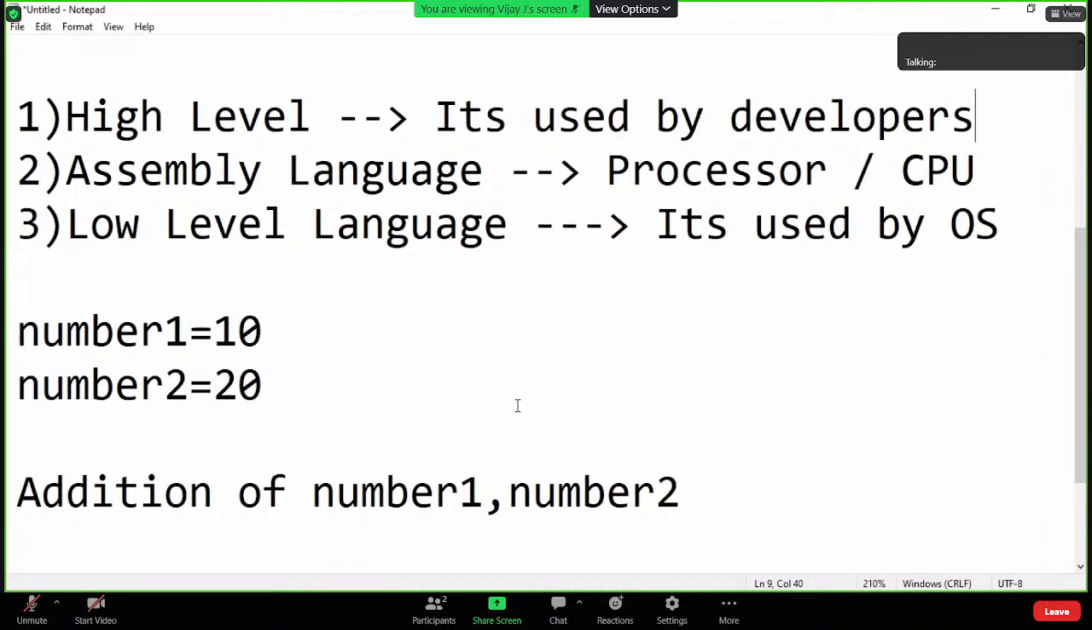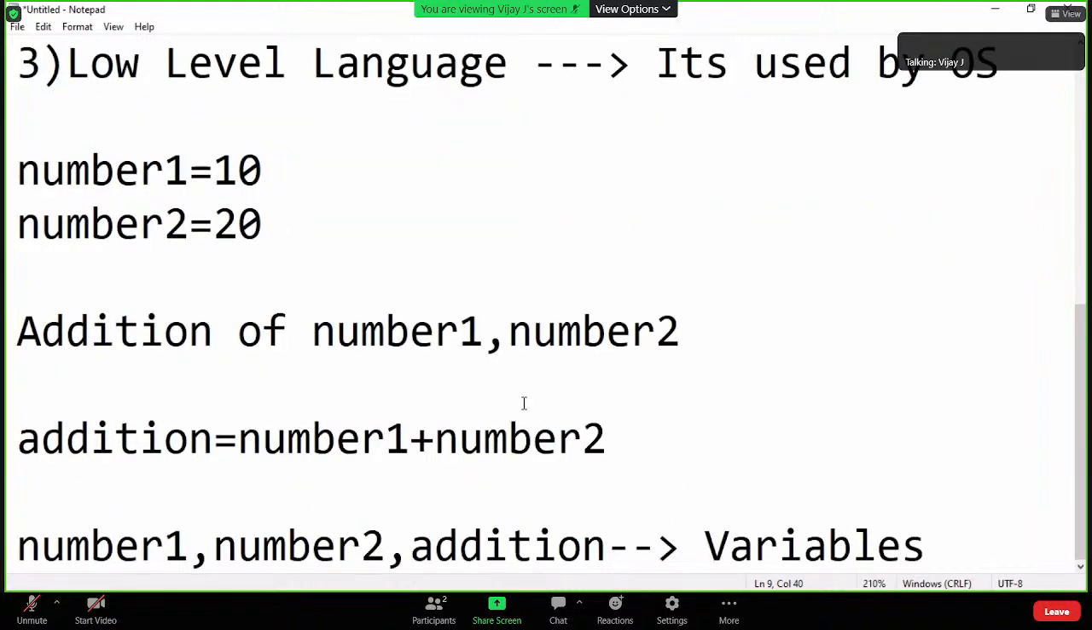So what the programmer is doing is simple. He wants to create an application. The requirement is addition of two numbers, number one and number two. So in the program, what are these numbers called? Simple. These are called variables. I hope that's clear.